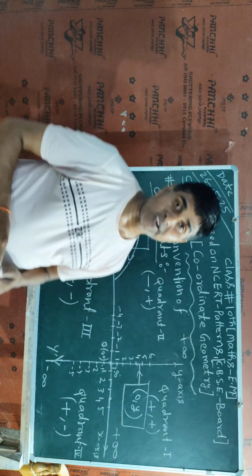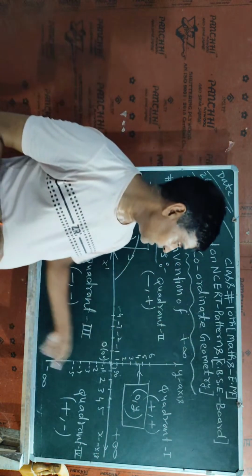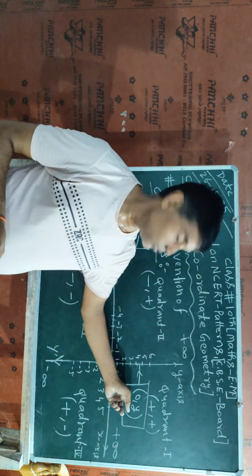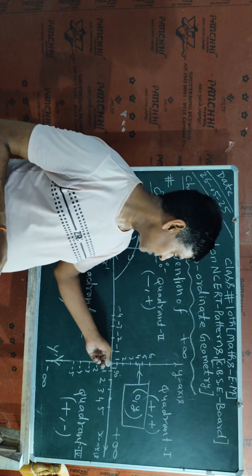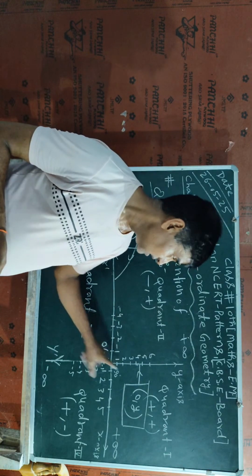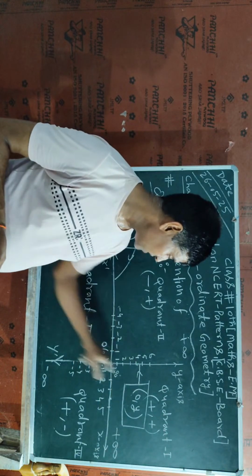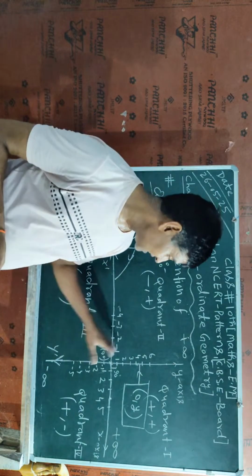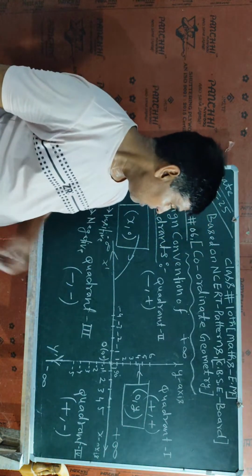If the value of x is 0, then that point will lie on the y-axis, and that will depend on the nature of the y coordinate. If the y coordinate is positive, that point will be on the y-axis above the origin. If the value of the y coordinate is negative, that point will lie below the origin. Okay students, so this is the information and we have to follow it clearly.